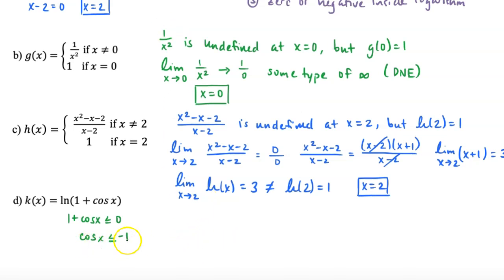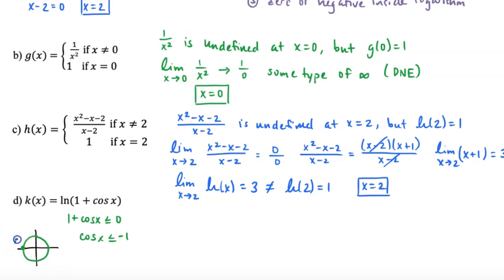Now, I know that cosine is between negative 1 and positive 1, so cosine of x can never be less than negative 1, but because of this less than or equal to, cosine of x can be equal to negative 1. Now, where does that occur? Sometimes I like to draw my unit circle, because on the unit circle, the cosine is just the x value of each of these points. Cosine is negative 1 right here.